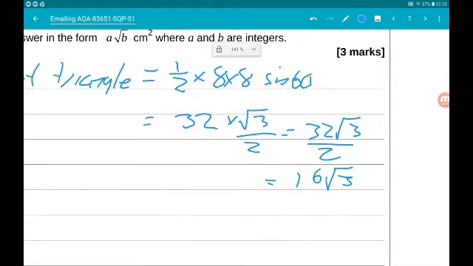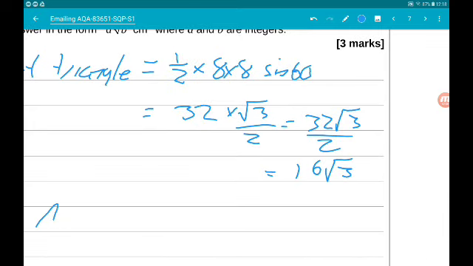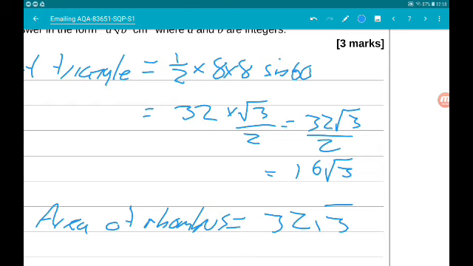Now the triangle is half the rhombus, so the area of the rhombus is 2 times that, so 32 root 3 centimeters squared. Cool.